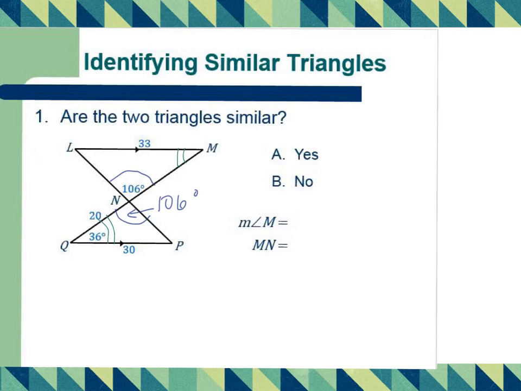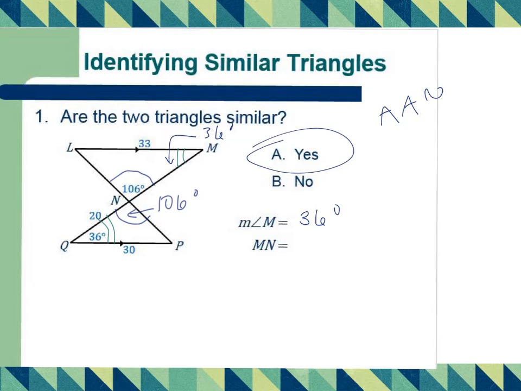If you ignore that extra line, you can see that Q and M are alternate interior angles, where line QM is the transversal, and lines LM and QP are our parallel lines. So we know that angle M is also equal to 36 degrees. So now we have two triangles that have two angles that are congruent. So that's an example of angle-angle similarity. Now we know the third angle is also congruent because it's 180 minus 106 and 36 together.